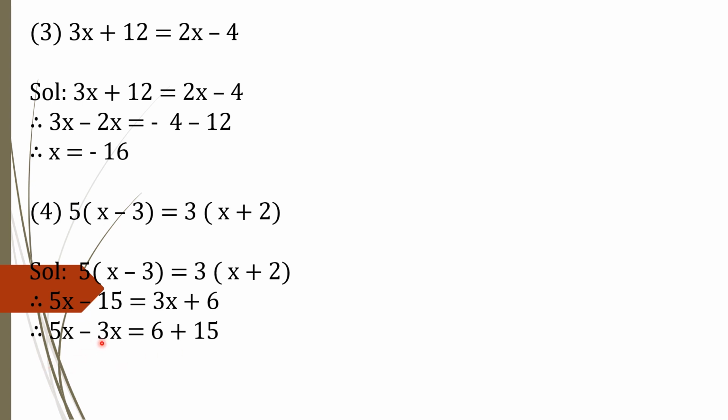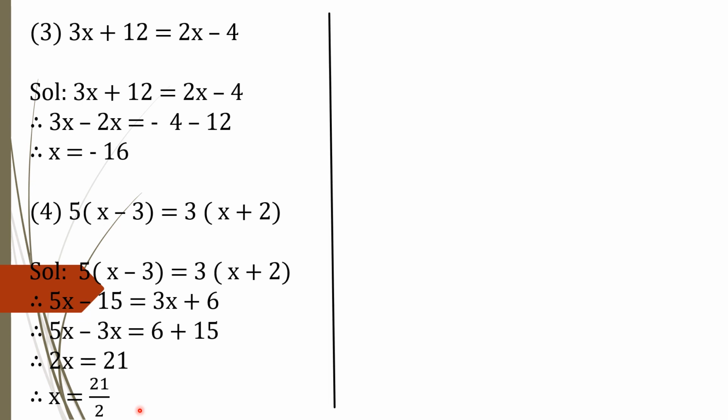So 5x minus 3x will give you therefore 2x equal to 6 plus 15 equal to 21. Now let's find the value for variable x. Therefore x equal to 21 upon 2. Okay, so you got the value of the variable x is equal to 21 upon 2. Now moving to the fifth sum.